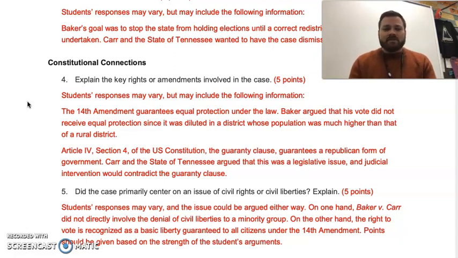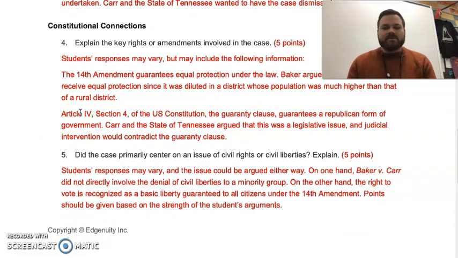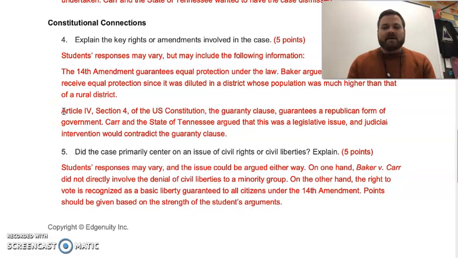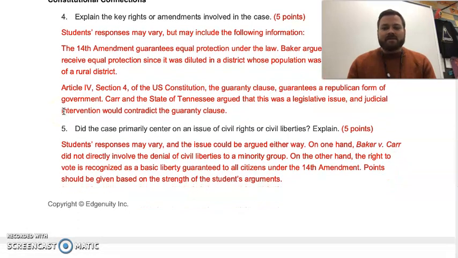This also deals with Section 4 of Article 4 of the Constitution, which guarantees that states have a republican form of government, and that means that the states are built on representative democracy, that people have the ability to select and send representatives off to the National Congress. So they're saying that both the 14th Amendment and Article 4, Section 4 guarantee that to the people living in those states. This would primarily be a civil rights issue.